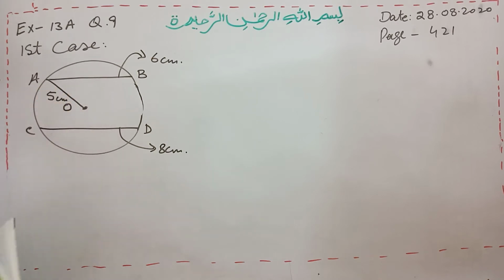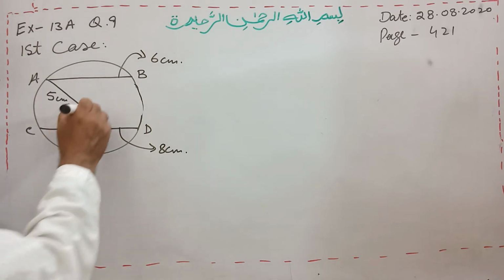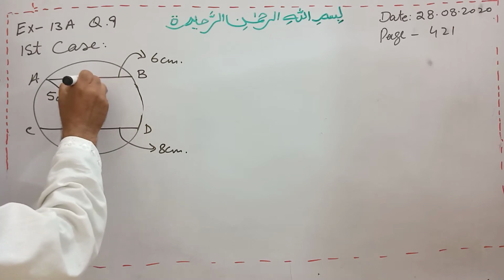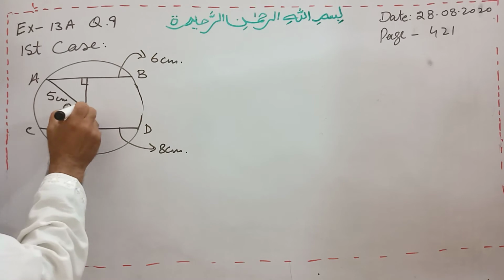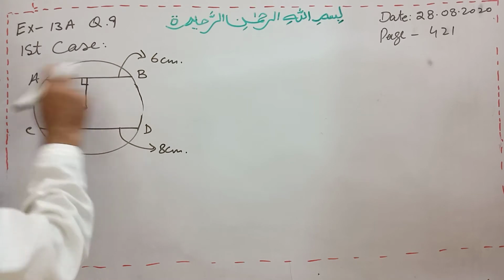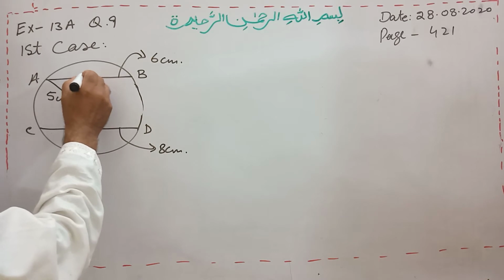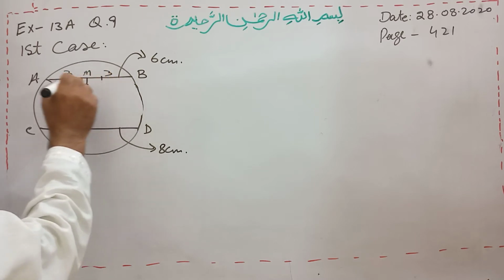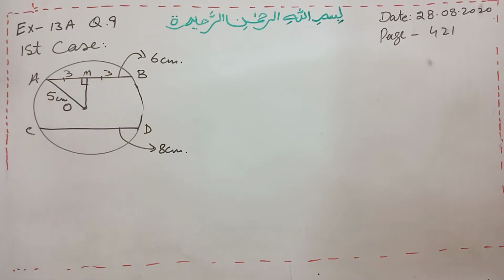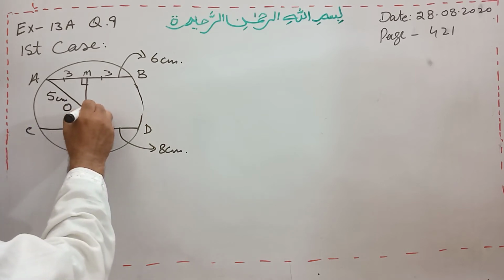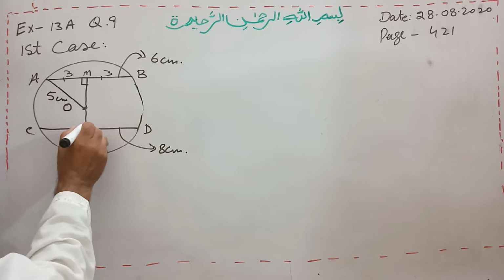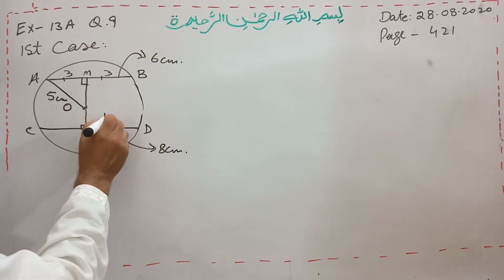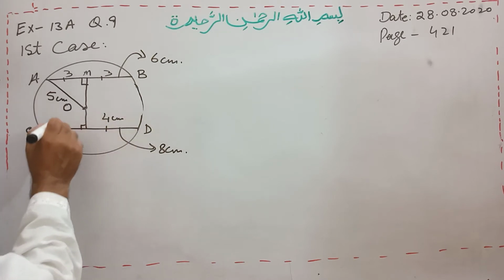According to the angle property of the circle, a perpendicular drawn from the center of the circle to the chord bisects the chord. So let's suppose this perpendicular from O to the chord AB bisects AB at M. So this distance will be 3 and this will also be 3 because the chord is bisected. Similarly, the perpendicular from the center to the chord CD bisects it. If this is 8, this will be 4, and this also will be 4 centimeters.